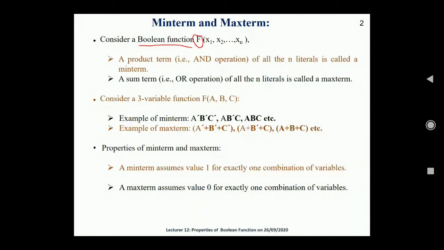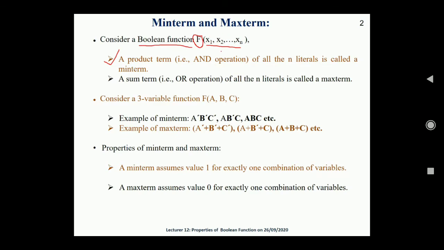Obviously, when we are describing a Boolean function, some particular variables are used, x1 to xn. A product term is a product of all n literals. Literals means what? Literals are things like x1, x2 up to xn. Are you getting my point?